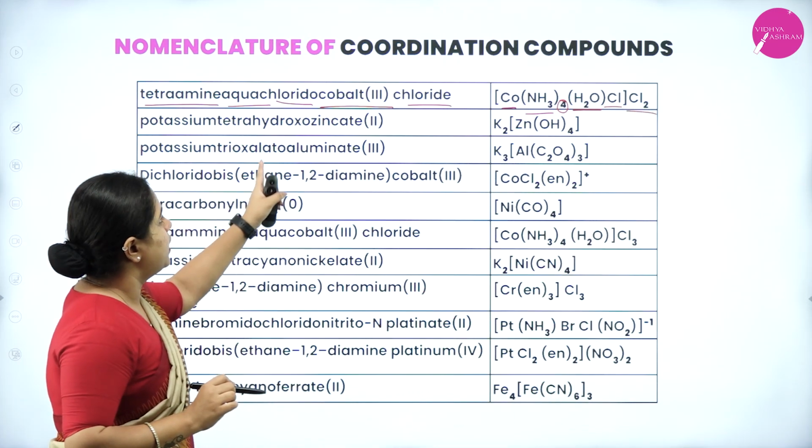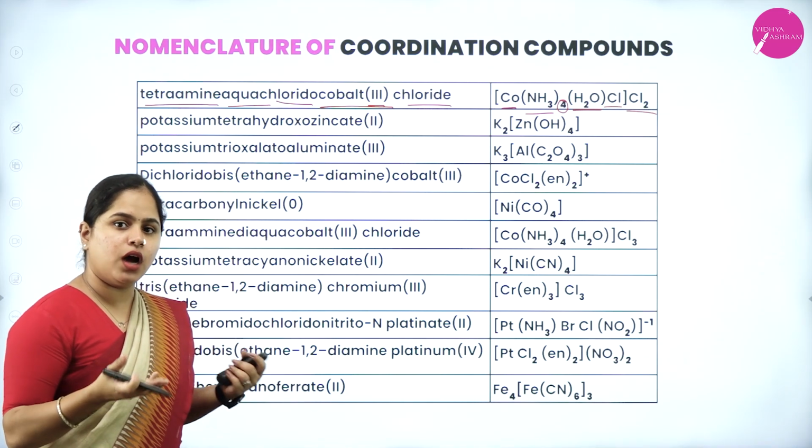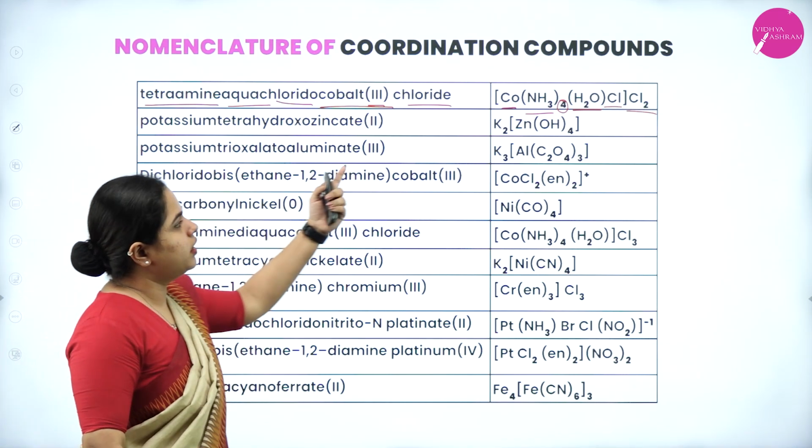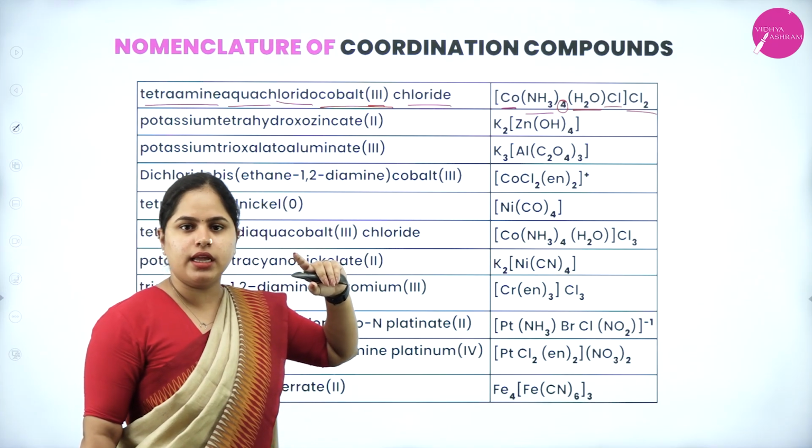Then the oxidation number is given here. If it is given, how do I calculate that? So that will be the molecular formula for tetraamine, aqua, chlorido, cobalt 3 chloride.